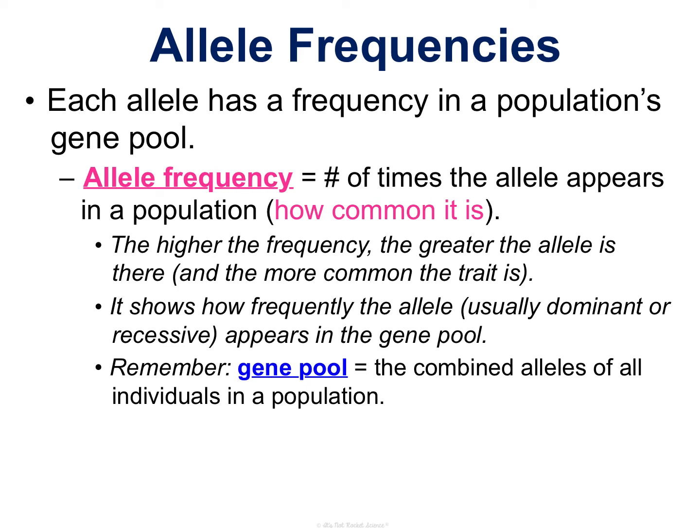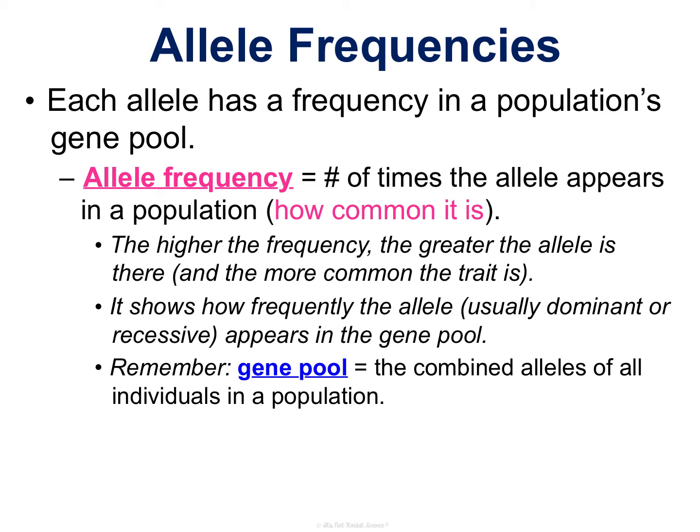Okay, so a population exists and has allele frequencies. Each allele, or gene in this case, has a frequency, or how often it occurs in a population. By definition, allele frequency is the number of times that the allele appears in a population. So, how common is the allele? The higher the frequency, the greater the allele is in that population, and therefore the more common it is.